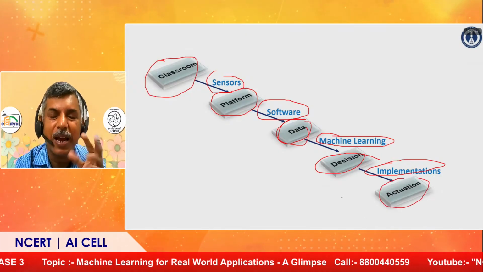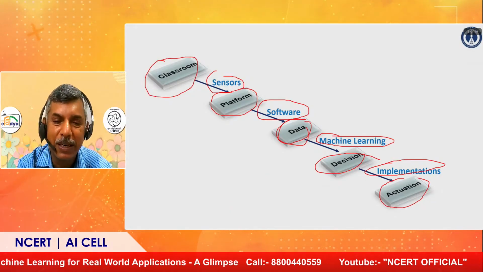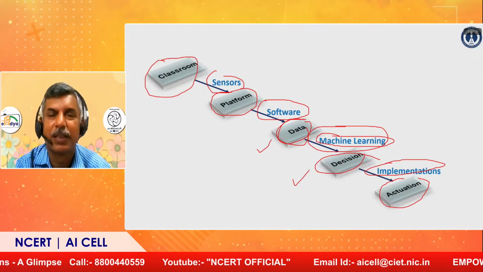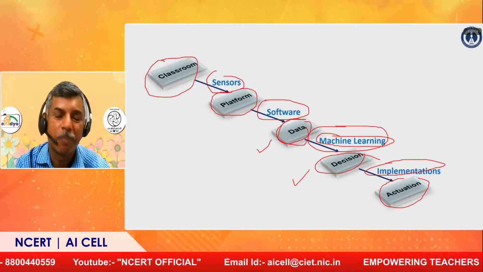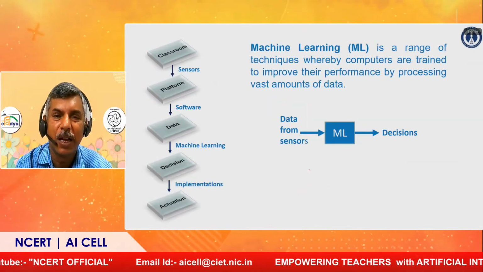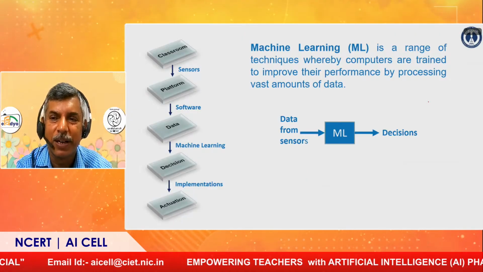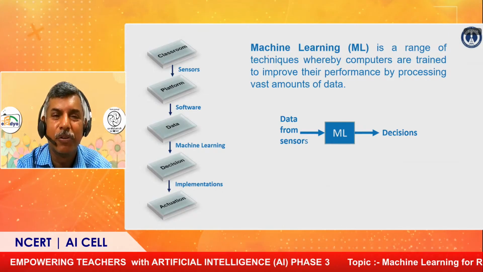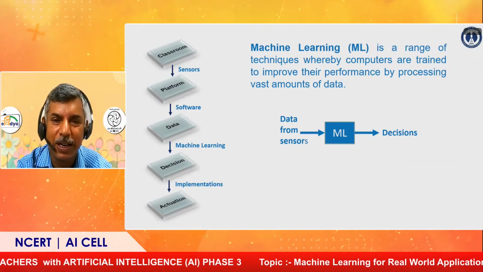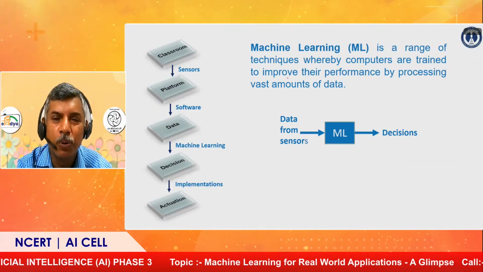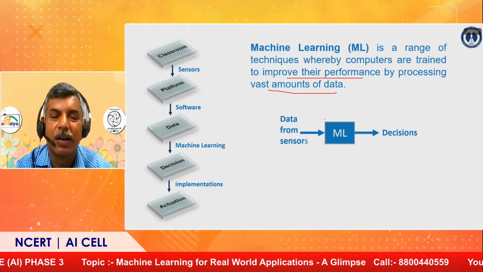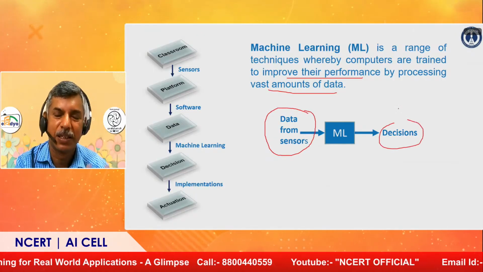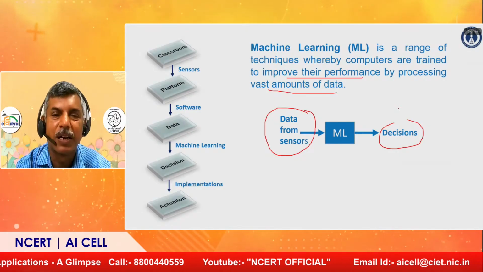So what I am trying to say with this slide is that machine learning usage comes when we have data on hand, and the duty of machine learning is to make certain types of decisions, and these decisions we further want to apply on the system. As I mentioned earlier, there are different definitions available for machine learning. One such definition: machine learning is a range of techniques whereby computers are trained to improve their performance by processing vast amounts of data. The input to machine learning is data from sensors, and machine learning will provide decisions. That is the initial and basic thing we want to understand about machine learning.